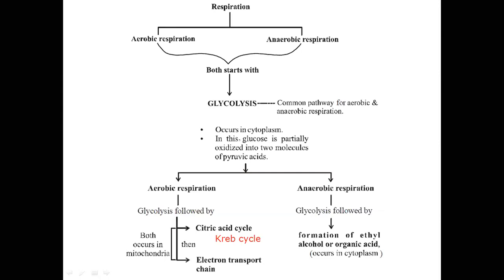Krebs cycle is also known as citric acid cycle. It is a part of aerobic respiration. I have told you this much only; we will discuss in detail what happens next. Glycolysis is common for aerobic and anaerobic respiration. In aerobic respiration, the citric acid cycle and electron transport chain will occur in mitochondria. In the case of anaerobic respiration, glycolysis and formation of ethyl alcohol or lactic acid will take place in cytoplasm only. Please remember this difference.